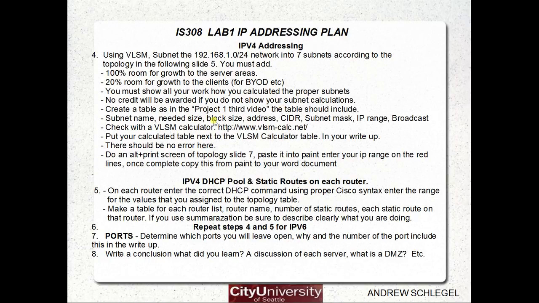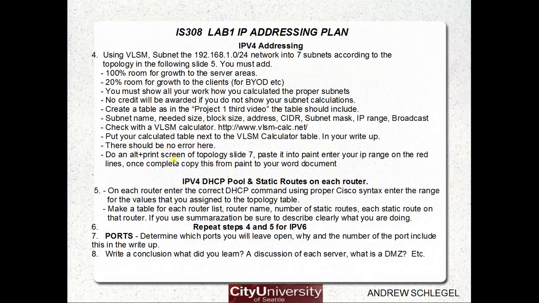So create a table as in the Project 1/3 video. The table should include the subnet name, the needed size, the block size, the network address, the CIDR notation, the subnet mask, the IP range, and the broadcast address. So once you've done all that, then you should have your calculations of how you got all those answers. Check this with the VLSM calculator. Here's the address for that. All right, put your calculated table next to the VLSM calculator table in your write-up. There should be no error here, okay?